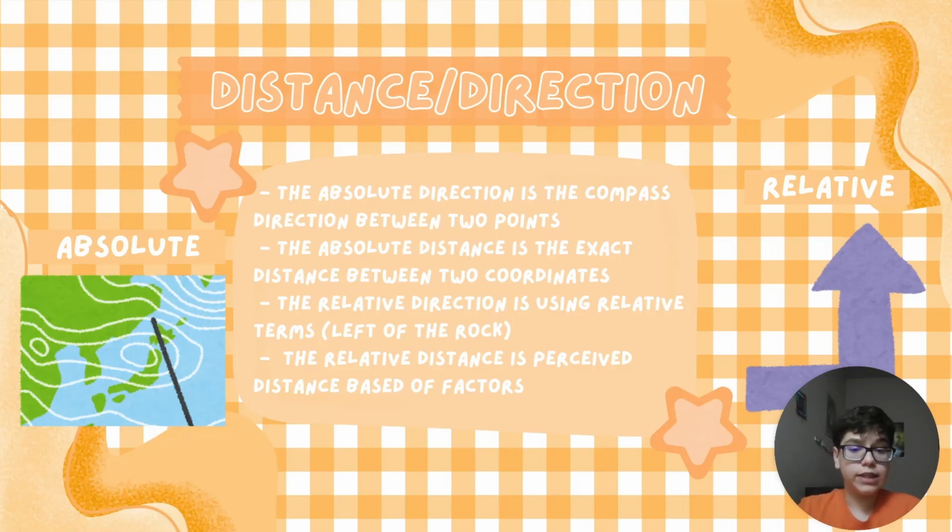And the relative distance is perceived distance based on factors. So we're not going to say that traveling to France is a 3,000-mile nautical seafaring mile adventure. No, we're going to say that it's a really long trip because you have to take a flight and it's a 12-hour trip. But that's not an actual true distance, but it's how the distance is relative to us. So this is based off of our factors.